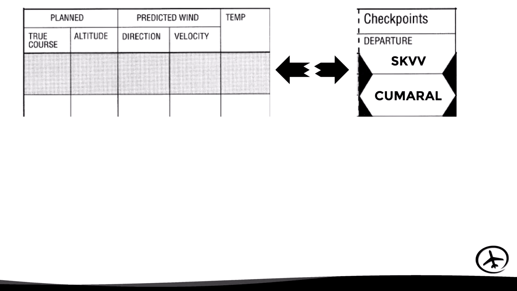So from left to right, we include the true course of this leg, which in this case is 053, the altitude will be 3,500 feet, the predicted wind direction and speed at that level is 080 degrees at 20 knots, and the expected outside air temperature is 23 degrees Celsius.